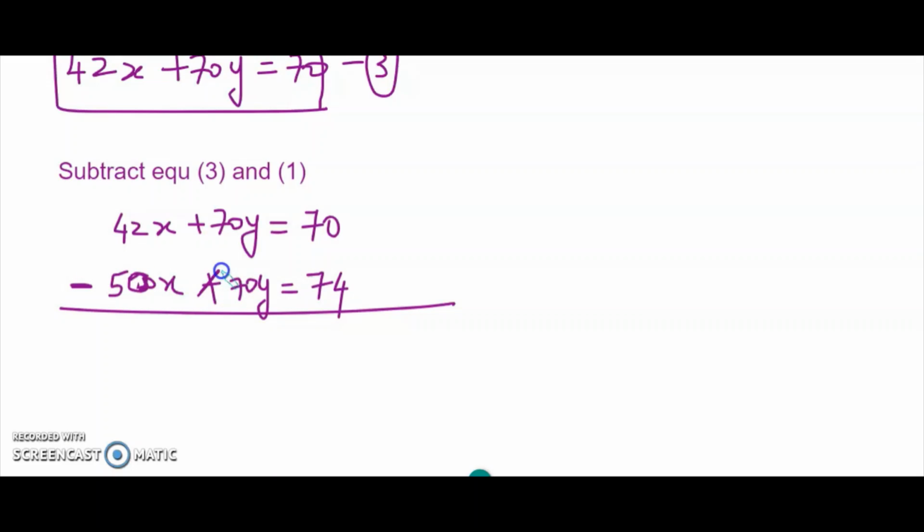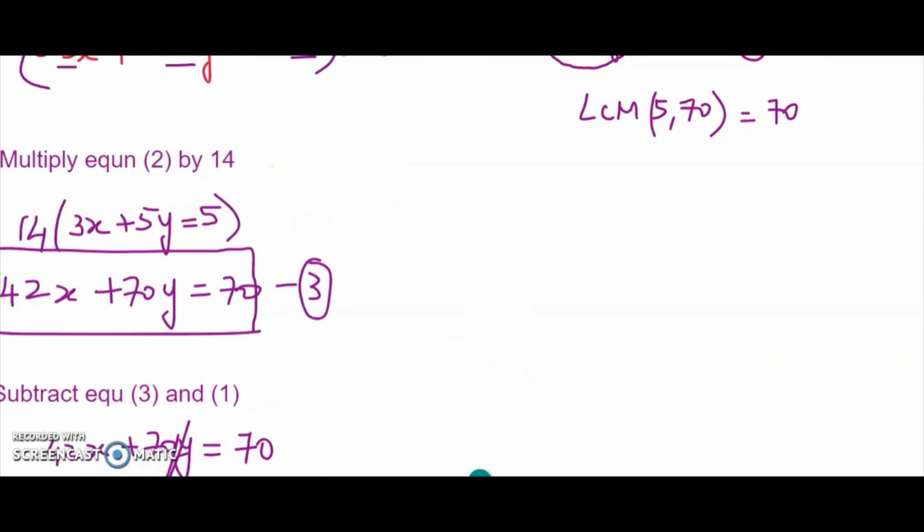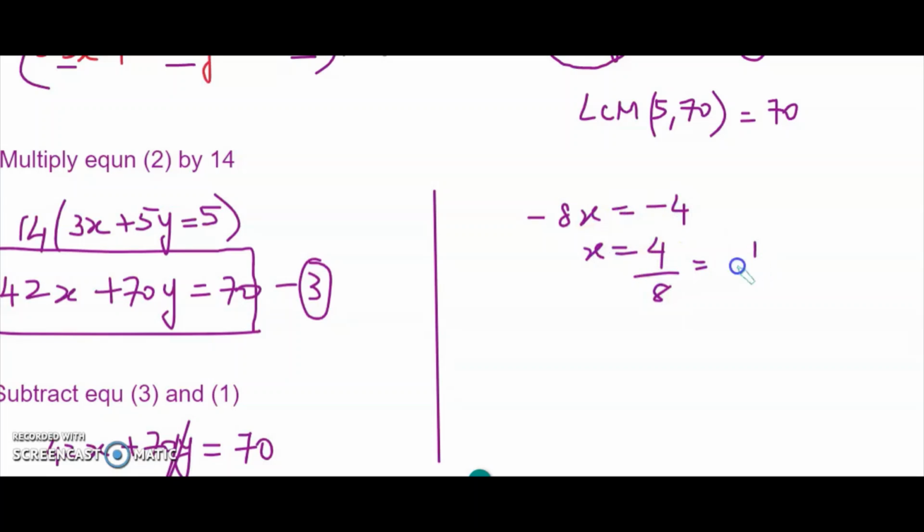This is a minus, this will cancel off, and this is also a minus. So plus 70 minus 70 will cancel off. 42 and 50 subtract, so we get 8x, but 50 is having a negative sign, so negative. Equals to 70 and 74 subtract. So 4, but 74 is a bigger number, so minus. So minus 8x is equals to minus 4. The minus minus will cancel, so 8x is equals to plus 4, but you can directly divide by minus 8. So x is equals to 4 over 8, which is a half.